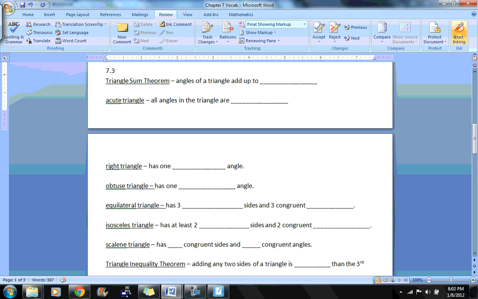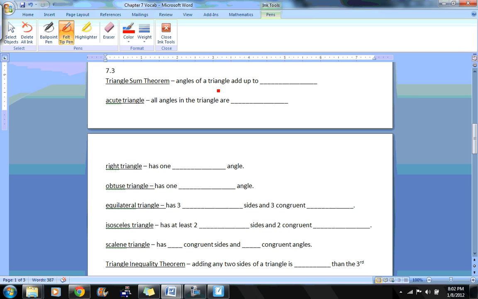Now, the triangle sum theorem says that angles of a triangle add up to 180 degrees. So that's number one, meaning if you add any three angles up, it'll be 180 degrees for the entire triangle. Acute triangles, all angles in the triangle are acute. It's pretty simple, but if we go back and think about our definition of acute, it means that an angle is less than 90 degrees.